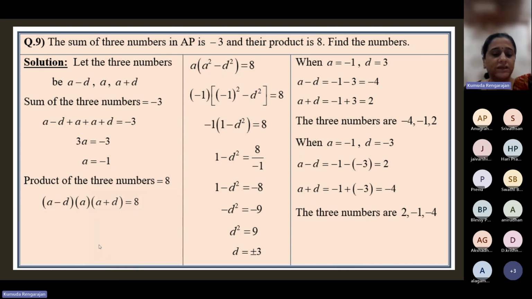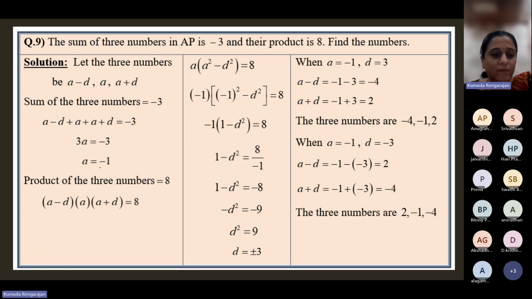And as we know, d can take any value, negative, positive, fraction, any value. So you can accept both the values of d, plus 3 and minus 3. But we have only one value for a, a is minus 1. So when a is minus 1 and d is plus 3, what are the values of a minus d and a plus d? Because we have to find the three numbers. One of the numbers is a, so you'll have to find the other two numbers, a minus d and a plus d.